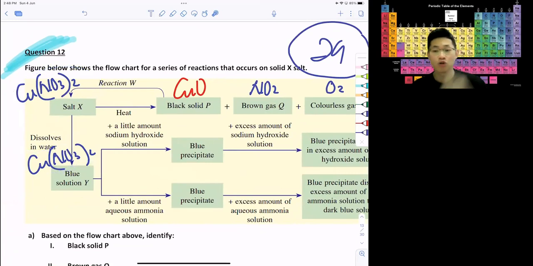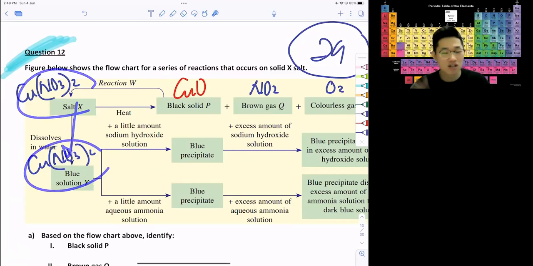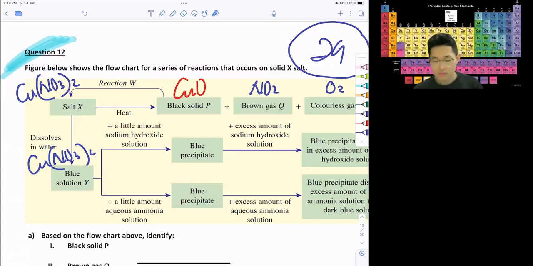Dissolve in water, you get back the same thing. Just like you put Milo into water. Does it turn into coffee? No, it's Milo. It's like Milo dissolved in water. So this is salt dissolved into water. You get the salt solution. So it's the same. Okay, then that's all. The blue precipitate here.